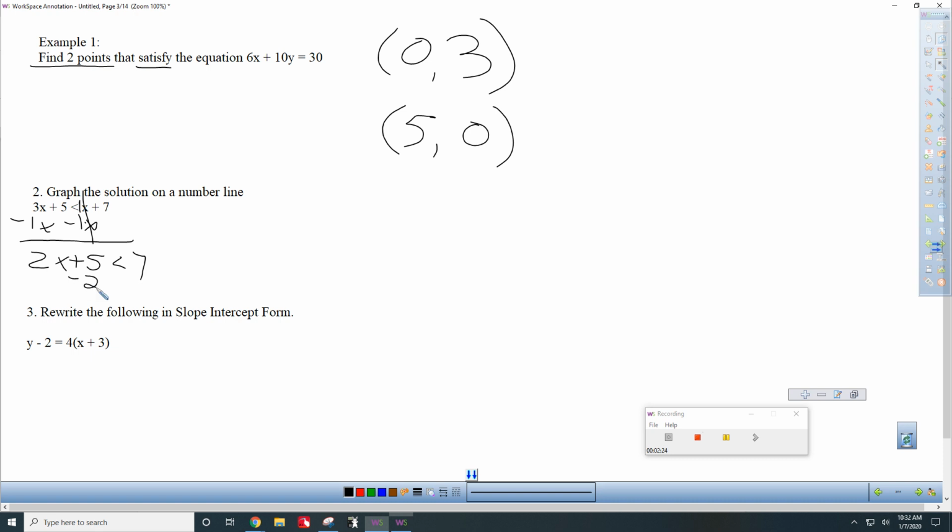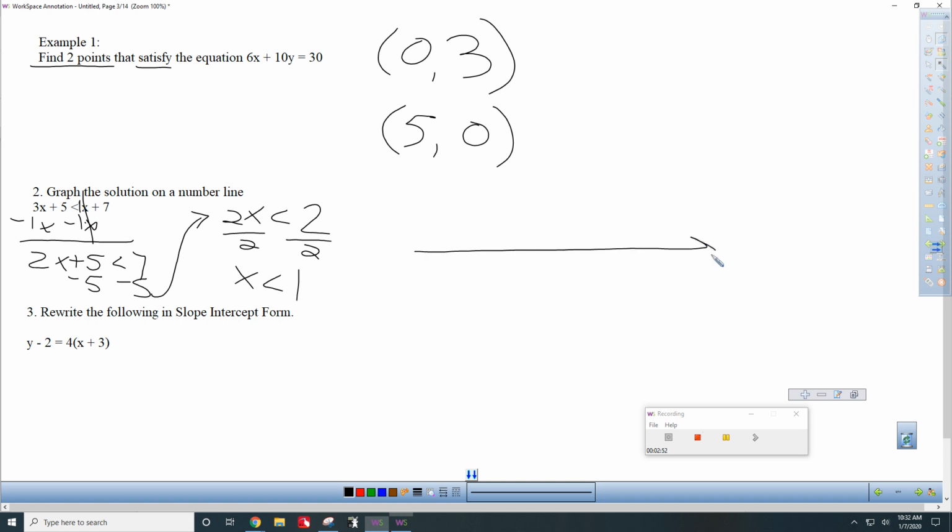Whoops. From both sides, and we'll write this next result up here. You get 2x is less than 2. Next step, divide by 2. Now, if we were to divide by -2, we'd have to flip the sign, so remember that. But we don't, so we just say x is less than 1.